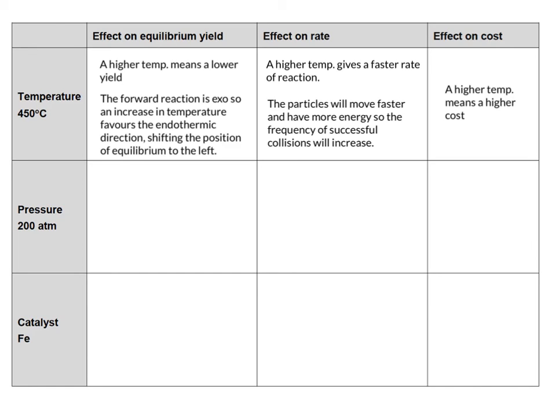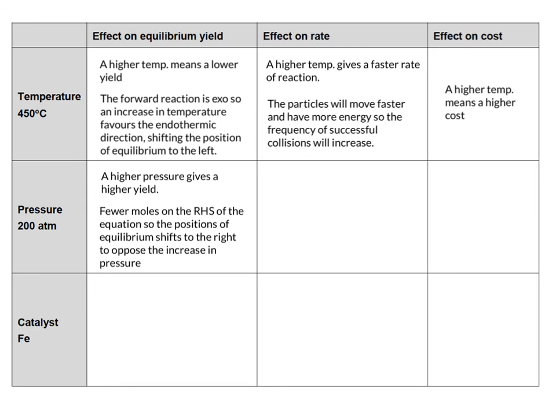So if we consider now pressure, the pressure we're given is a pressure of 200 atmospheres. Well, as we've already seen, a higher pressure gives a higher yield. Remember, there were 4 moles on the left of the equation, 2 on the right, so there are fewer moles on the right-hand side of the equation. So the position of equilibrium will shift to the right to oppose the increase in pressure.